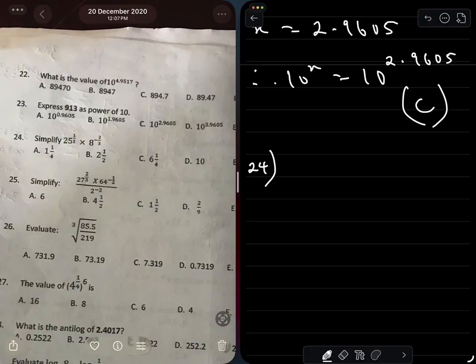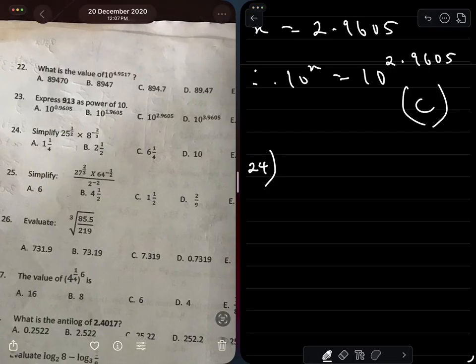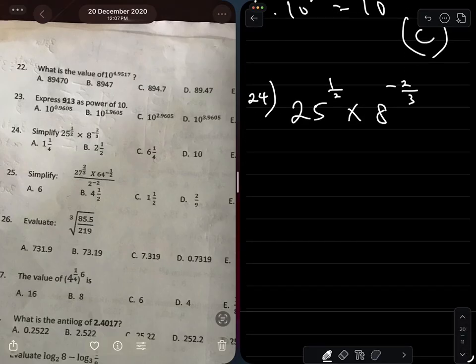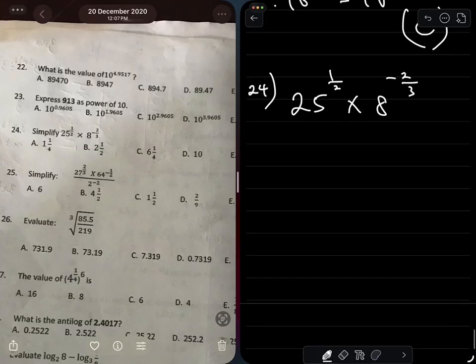Simplify. That's a piece of cake. 25 raised to power 1 over 2 times 8 raised to power minus 2 over 3. We are reading number 24. 25 is power 1 over 2, times 8 is power minus 2 over 3. You understand?